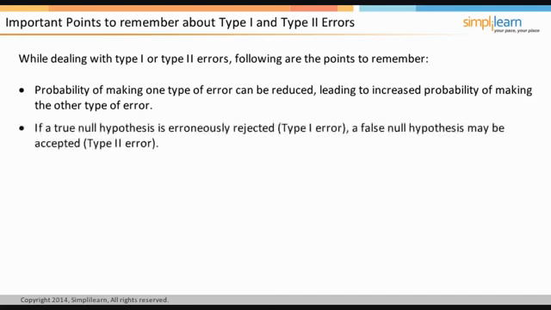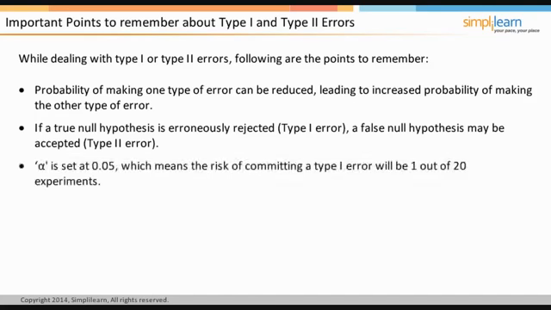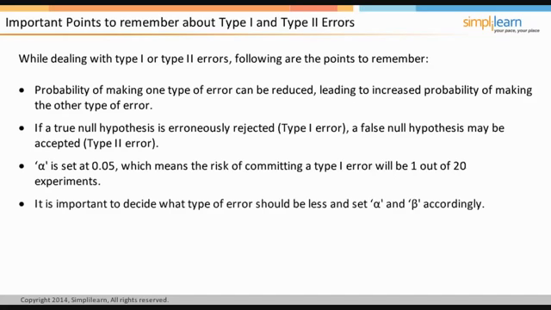If all null hypotheses are accepted to avoid rejecting a true null hypothesis, it will lead to type 2 error. Typically, alpha is set at 0.05, which means that the risk of committing a type 1 error is 1 out of 20 experiments. In case of any product, the teams must decide what type of error should be less and set the value of alpha and beta accordingly. In the next screen, we will discuss the power of test.